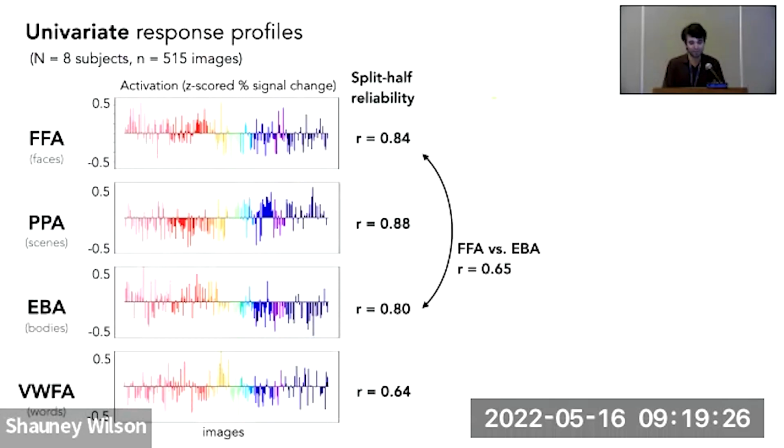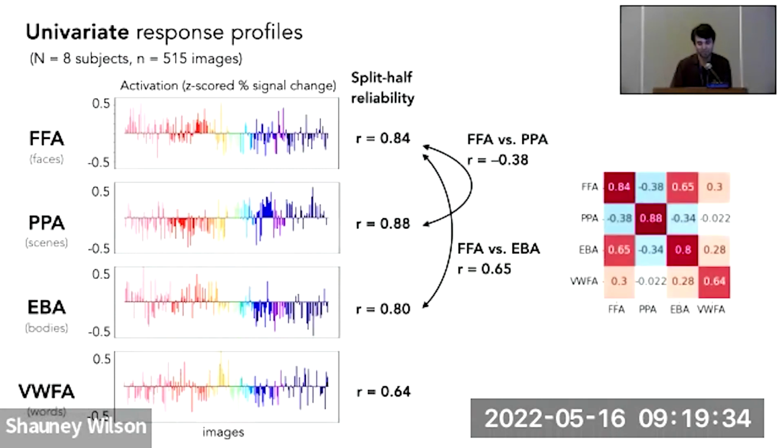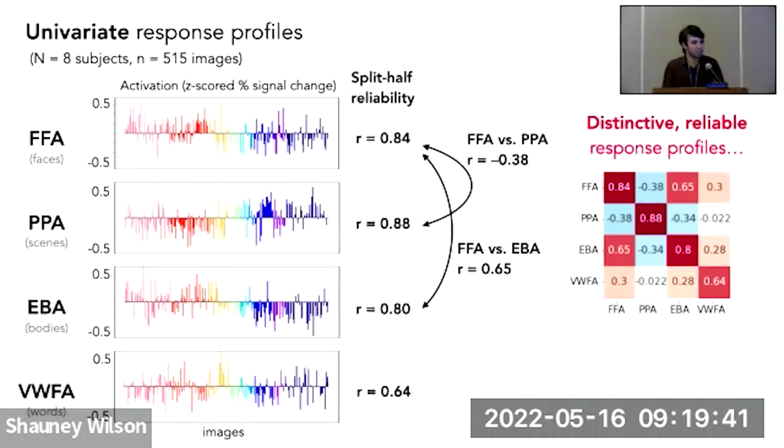For example, FFA and EBA are related, and perhaps unsurprisingly, FFA and PPA are negatively correlated. The structure is apparent when we visualize the full set of pairwise similarities between the regions. And so overall, we see distinctive, reliable response profiles using this rich set of stimuli. And this makes sense given that the regions were defined based on their separate selectivities.